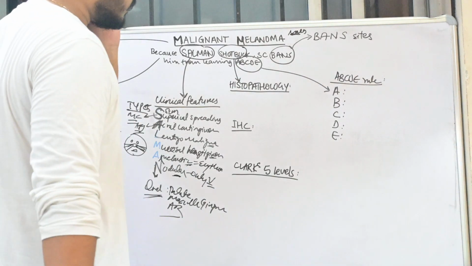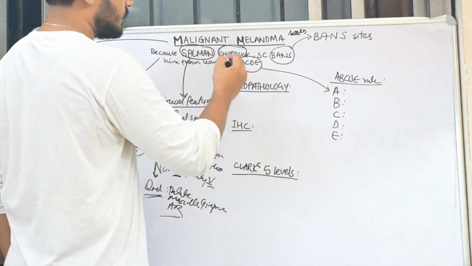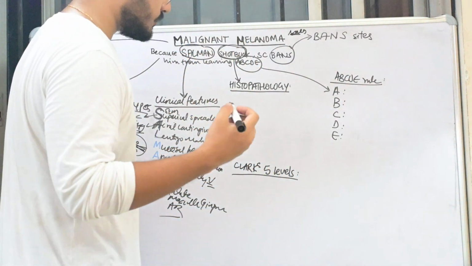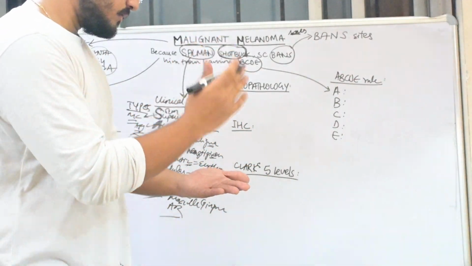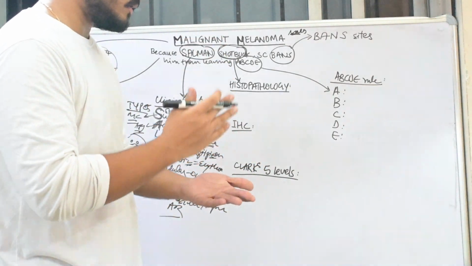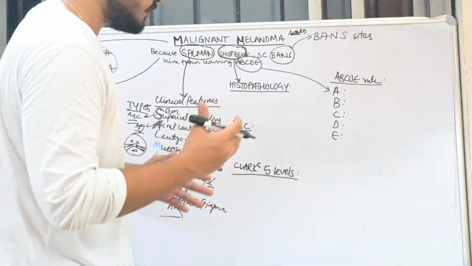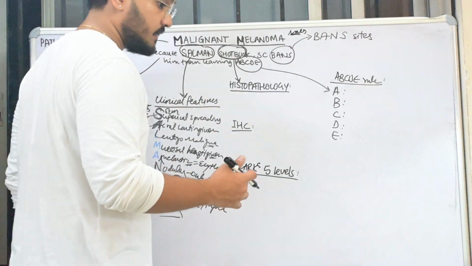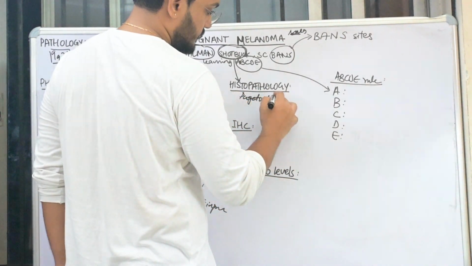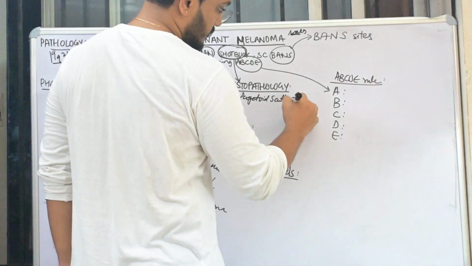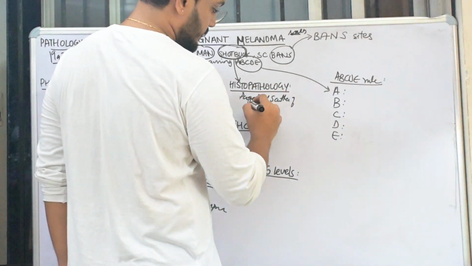Okay, then the second thing which we learned was short bug. So what is short bug? In histopathology, when we take a sample, when we take the specimen of the malignant melanoma and look at it under the microscope, we find something called pagetoid scatter of melanocytes.